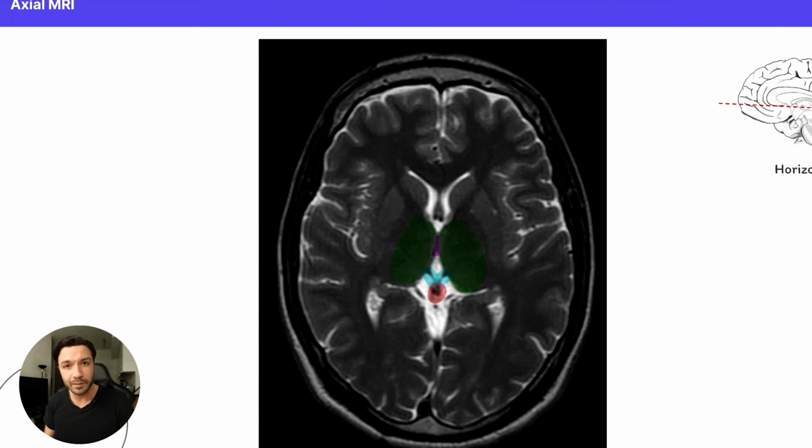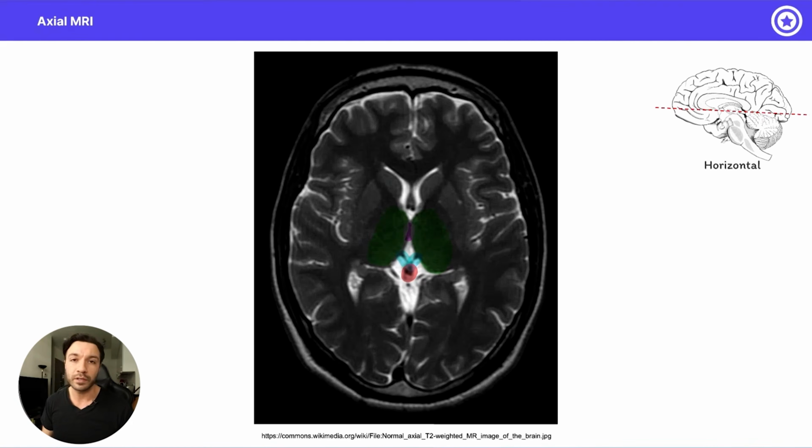So you can see it's pretty simple to identify these things once you orient yourself and once you know what you're looking at.